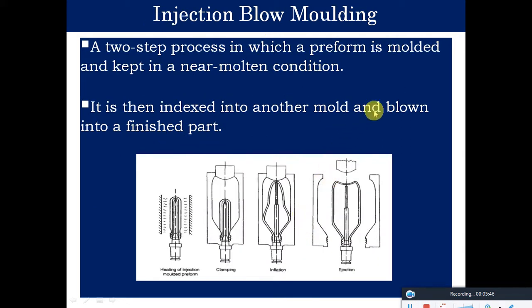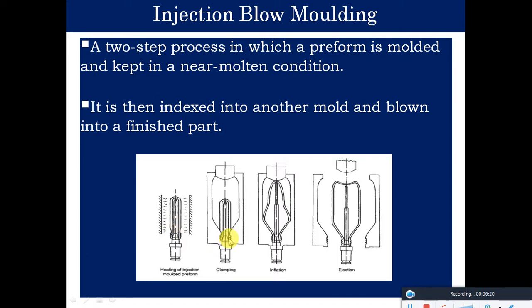Then injection blow molding, a two-step process in which a preform is molded and kept in a near molten condition. There we are going for a parison, as in extrusion blow molding. Here we go for a preform. If you see this diagram, in the first diagram, the outer layer is nothing but the preform. So already it will be preformed into a basic shape.